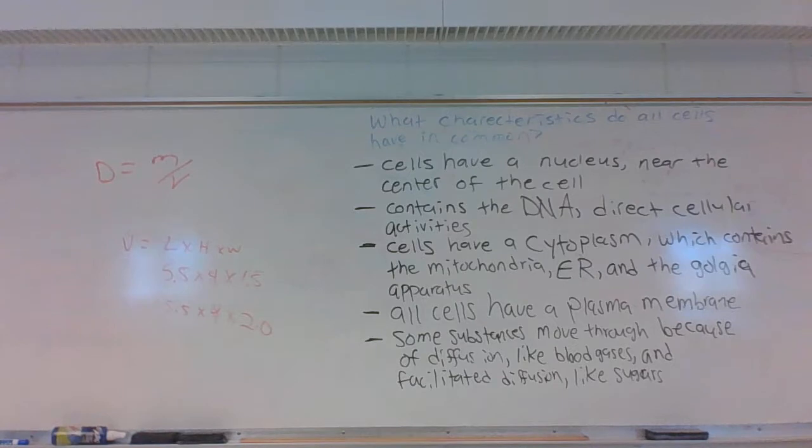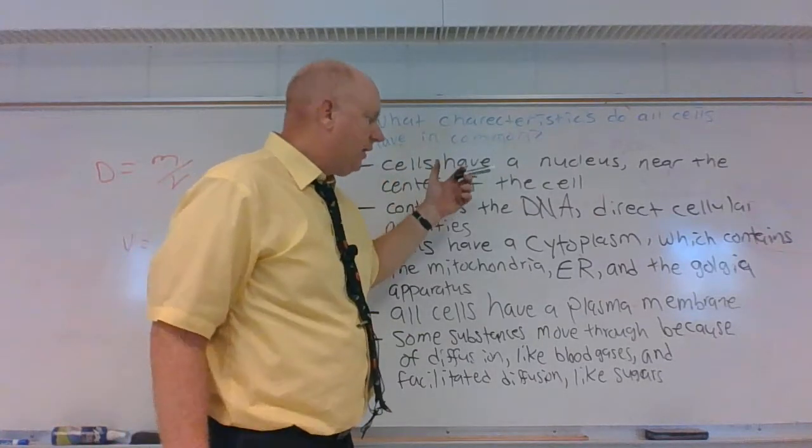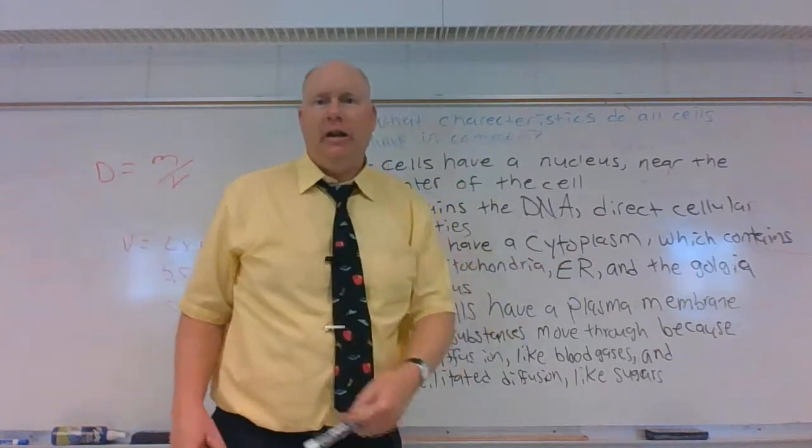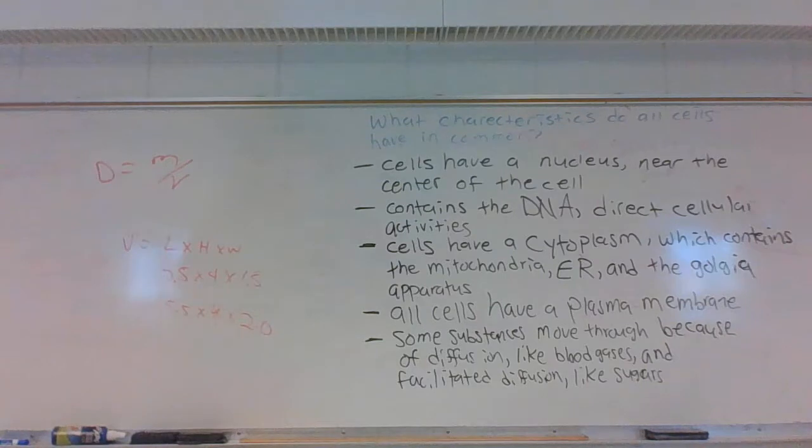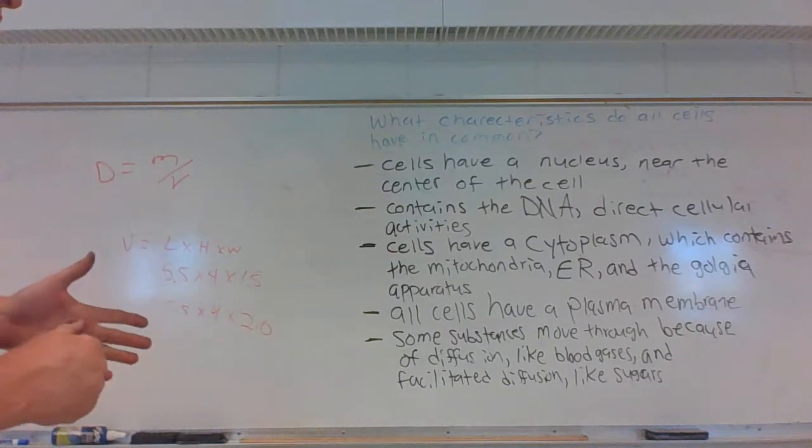And then the last thing that might be a good idea to know is, what's the cell theory? Well, cell theory is that all cells come from pre-existing cells, that cells are the basic unit of structure and function, and finally, that cells are the basic unit of life. Okay, so that is what we want you to know that all cells have in common: the nucleus, cytoplasm, and cell membrane.